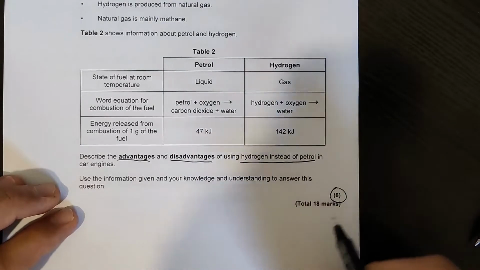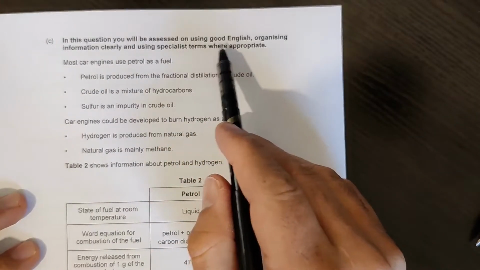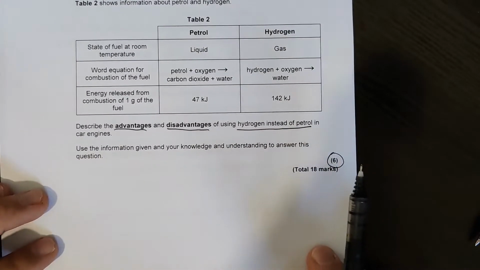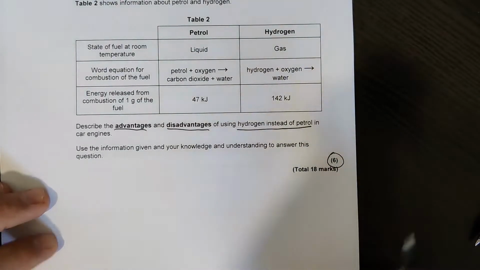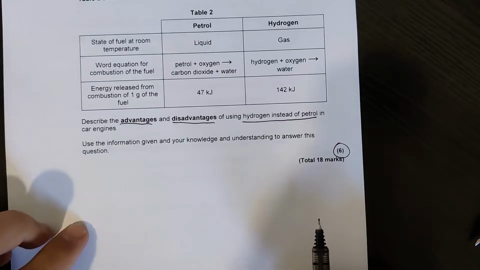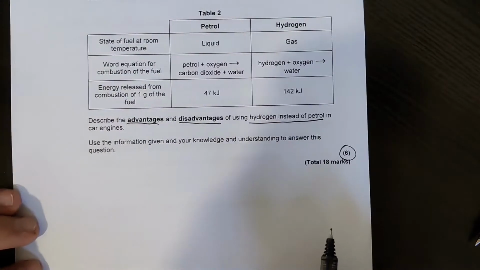This is a 6-mark question, and normally you could just do bullet points. However, the question is stating that you will be assessed on good English and organizing your information clearly. So you want to make that into an actual sentence or a paragraph, okay? So you could write down a couple of pros and cons on the side and then start writing your answer afterwards, just to make your ideas a little bit more organized.